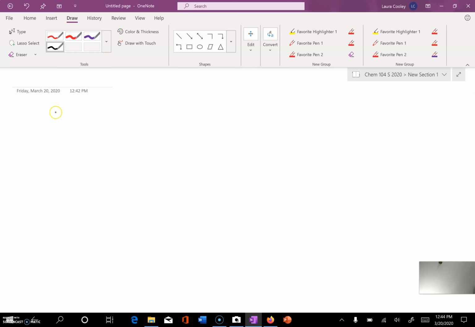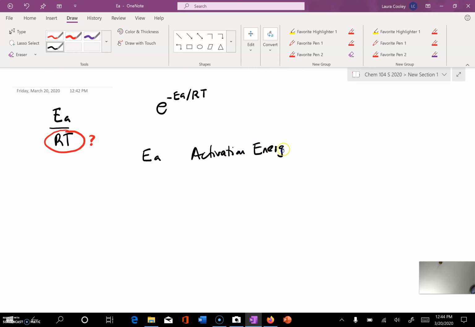So I'm talking about this EA over RT ratio, which is in the exponential factor in the Arrhenius equation. I'd like to talk about, first of all, what is this RT? Can I tell you anything to shed some light on this? First of all, we know what EA is: that's the required activation energy, and sometimes this can be very significant. So what is RT then?